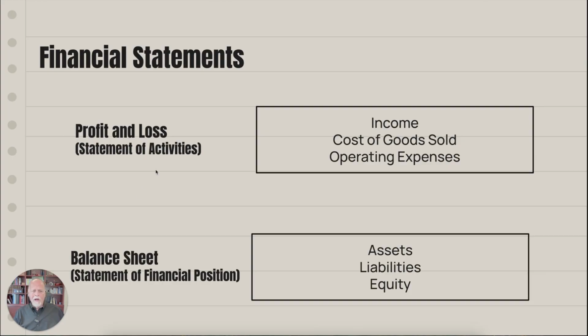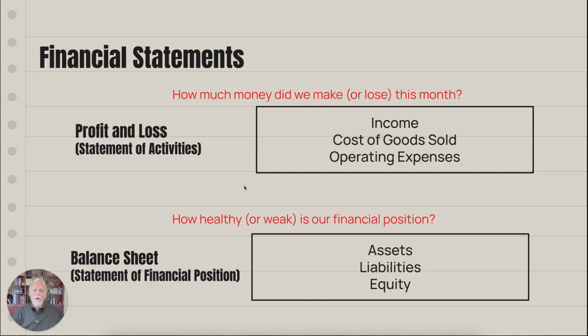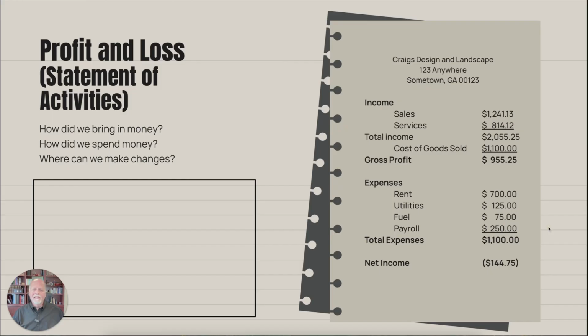Today we're going to talk about the profit and loss. It's going to answer a major question that every business needs to know. How much money did we make or did we lose this month? Whereas the balance sheet is going to tell us how healthy or how weak is our financial position of our business. The banker is generally interested in the balance sheet, although he'll want to see profit and loss as well. So let's see what goes on to a profit and loss statement or a statement of activities.